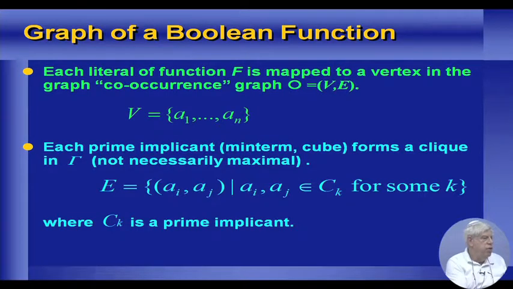Now to do this, I'm going to define the graph of a Boolean function. So each literal or variable of the function is assigned a vertex in a graph that is called the co-occurrence graph. So we have the vertices being a1 through an, these are the variables, and each prime implicant, sometimes called a minterm, sometimes called a cube, forms a clique in this graph, gamma, not necessarily maximal. Formally, I have an edge between ai and aj if ai and aj appear somewhere together in a prime implicant. They co-occur. Remember, we saw co-occurrence graphs a few lectures ago in a different context.